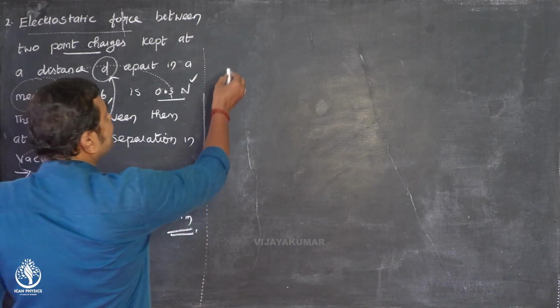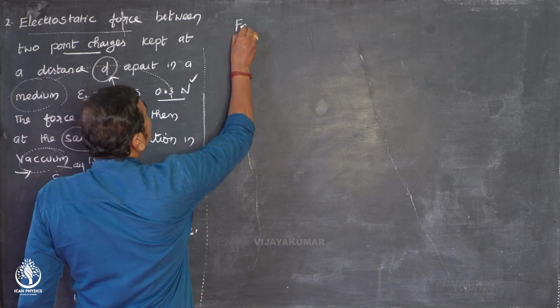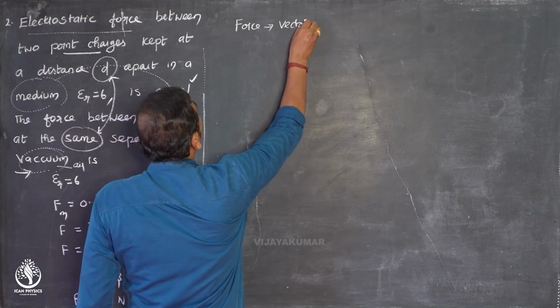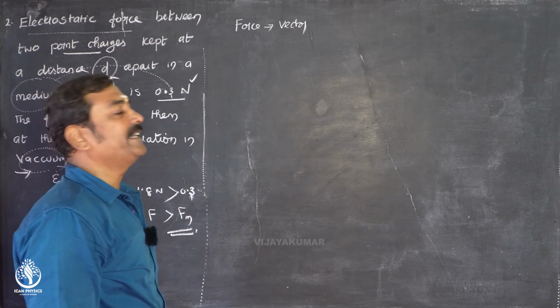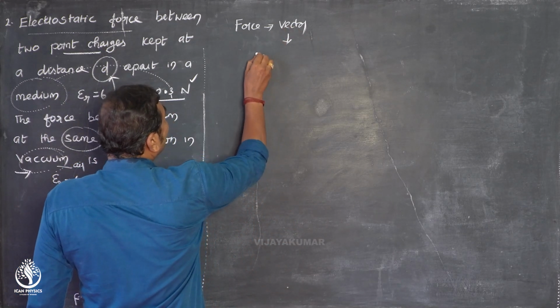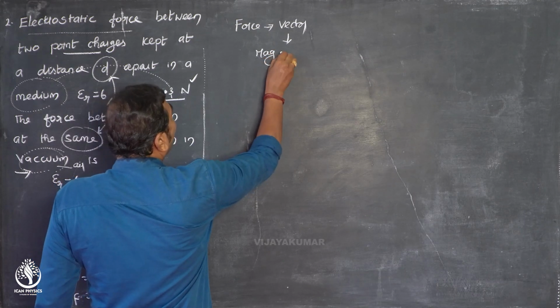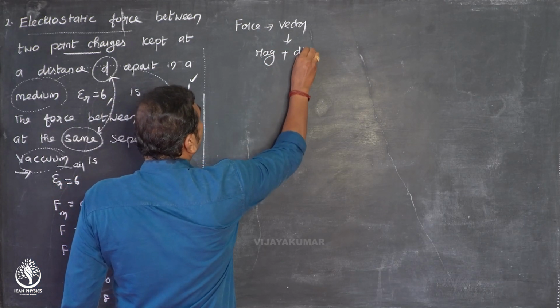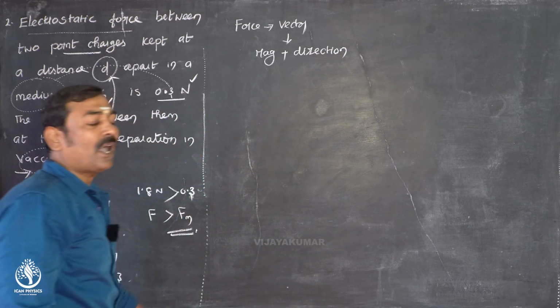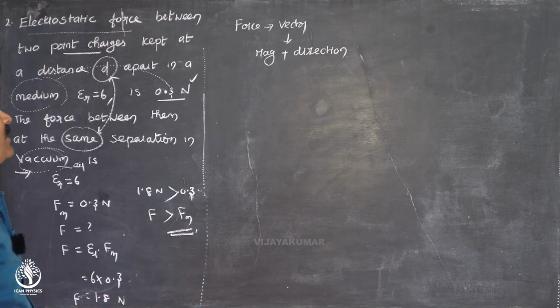So the force is a vector. Force is a vector. So how we can say force is a vector, or what is a vector? The vector quantity has magnitude and direction. Magnitude and direction. So how we can say force is a vector quantity?